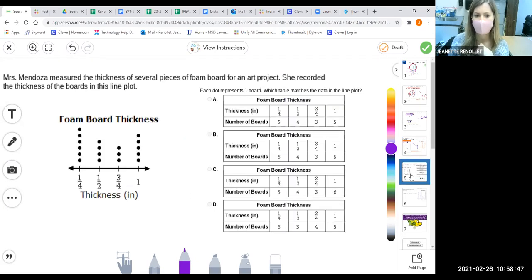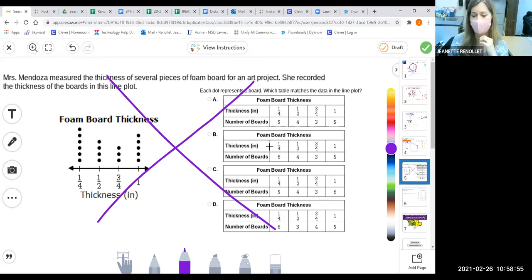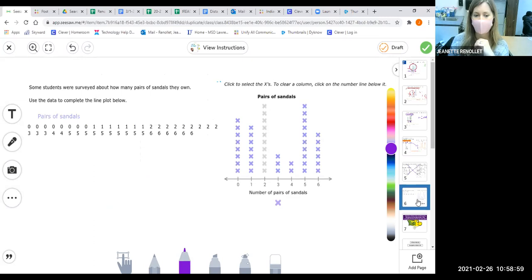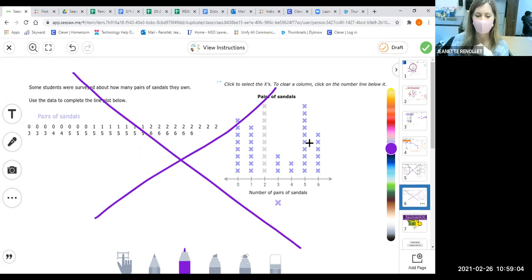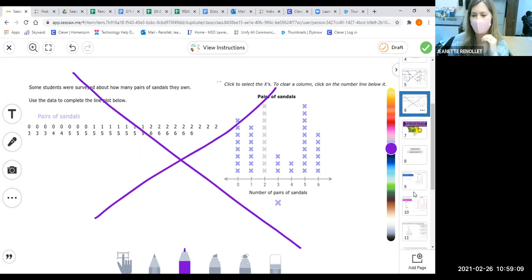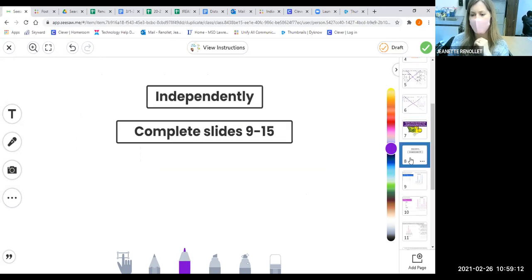All right, let's go ahead and skip slide number 5, please. Put an X on slide number 5. Go ahead to slide number 6 and put an X on slide number 6. I'm not going to have time for those today. And I want you to go ahead and click on slide number 8. Slide number 8 is your independent instructions.